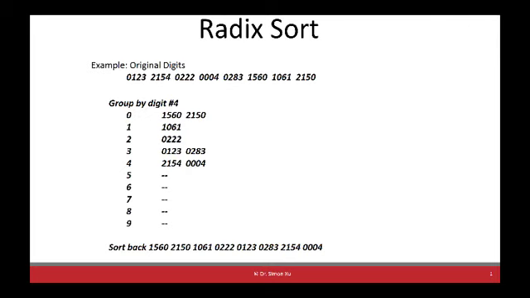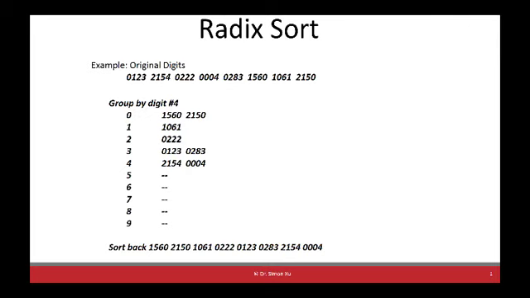For example, for this set of data, first we group by digit 4, that is the rightmost digit, and put them into 10 different buckets according to the value of the rightmost digit. For example, 1560, because the rightmost digit is 0, we put into bucket 0, and so on for 2150. For 1061, the last digit is 1, so we put it into bucket 1, and so on.